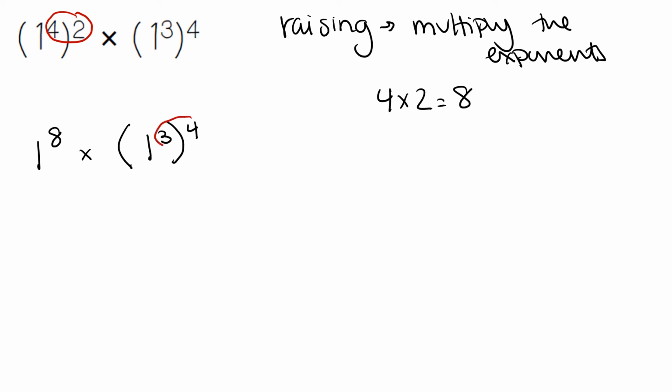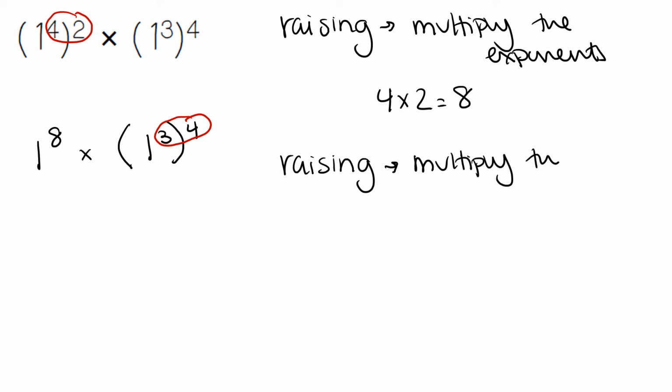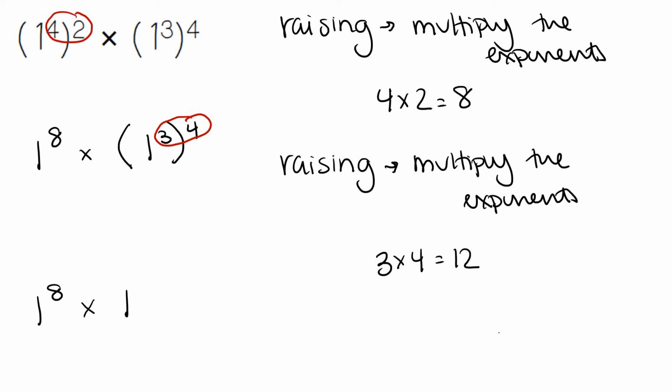Now we can go ahead and do the other part of the raising to a power. Again, just like we did before, raising to a power means that we're going to multiply the exponents. And so we would multiply the 3 and the 4 to get 12. So again, rewrite your problem. Keep the 1 to the 8th, we didn't use that, and we now have 1 to the 12th.